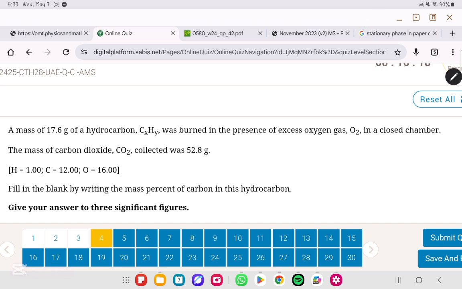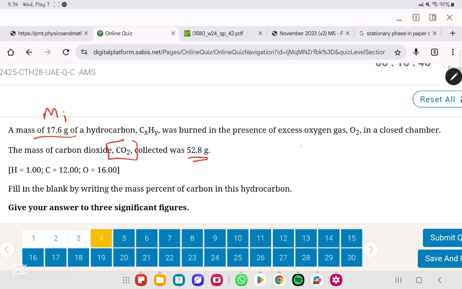Okay, so personally, how I would like to do this is I would like to use everything given. I will label everything given. This is the initial mass of the hydrocarbon. It was burned in the presence of O2 gas to form carbon dioxide. This is important. And we collected 52.8 grams.